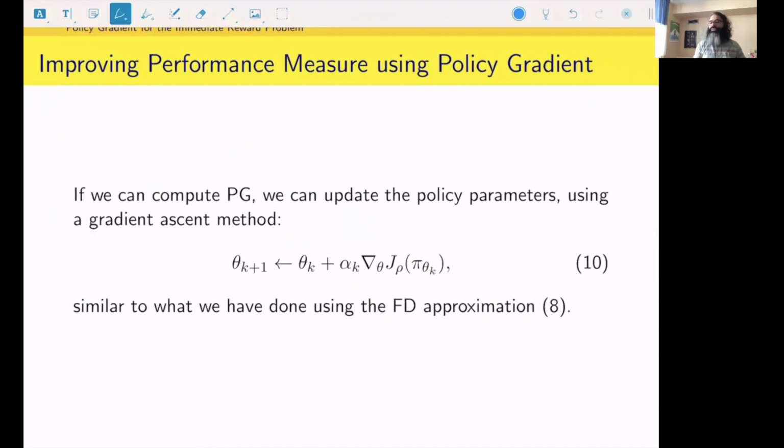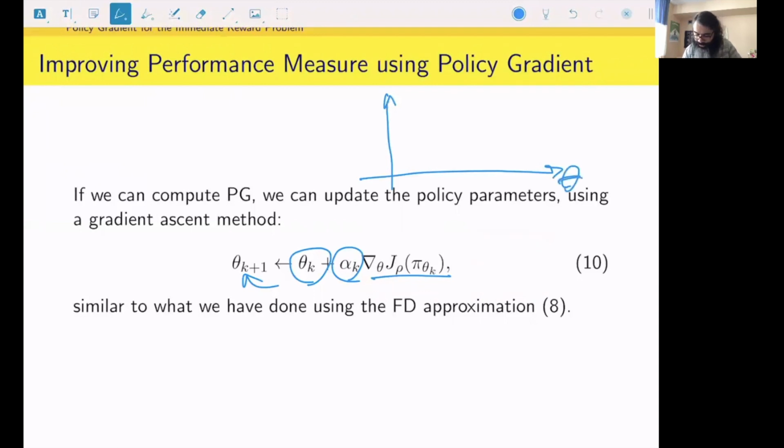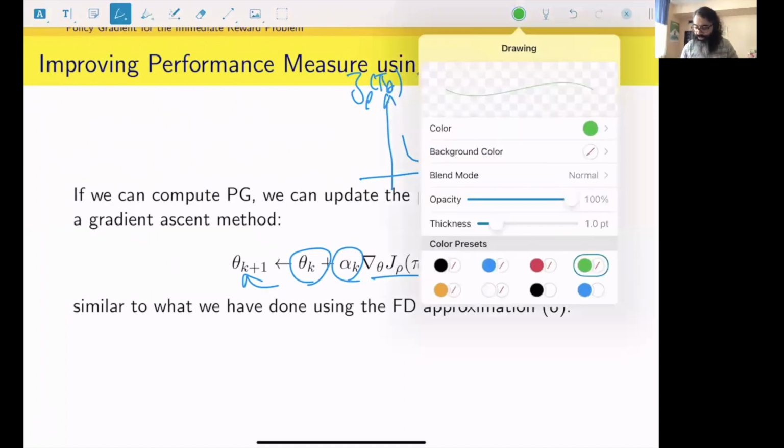Okay, so if we can compute this policy gradient, then we can update the policy parameter using gradient ascent methods. Basically, as before, we compute this, multiply it by the learning rate, and add it to the previous value to get the new parameter. And gradually it moves. Say this is the policy parameter, and this is the performance, J of rho of pi theta. If I start here, it moves gradually up to get stuck here. If I start here, it may go there. So this is a local optimization method. Like all gradient descent algorithms, we find a local optimum.